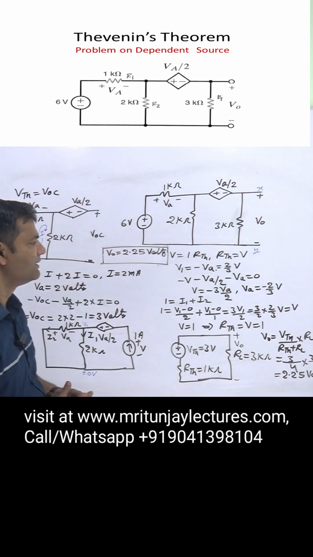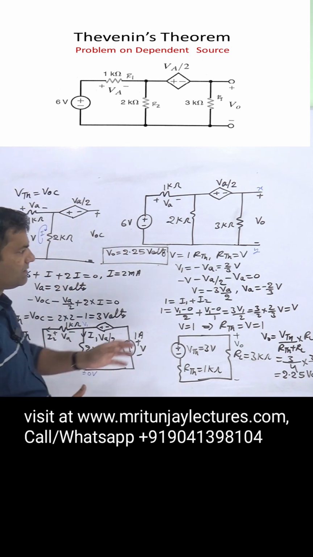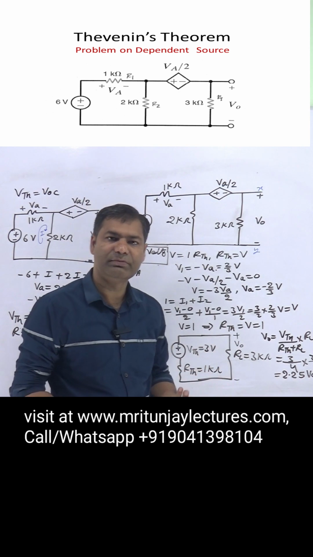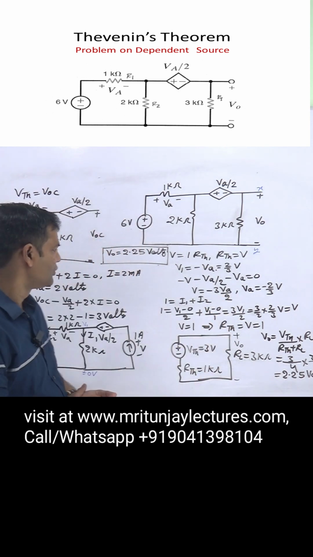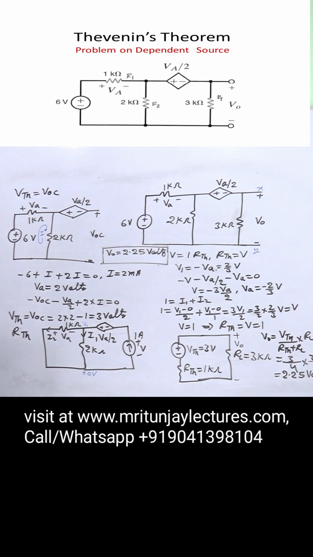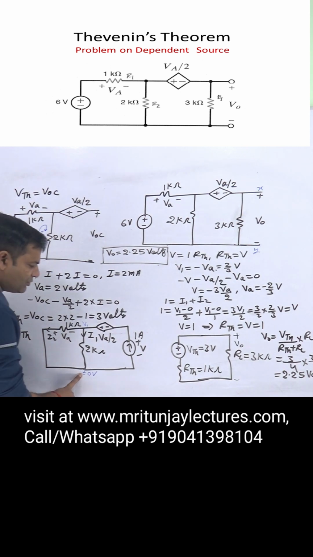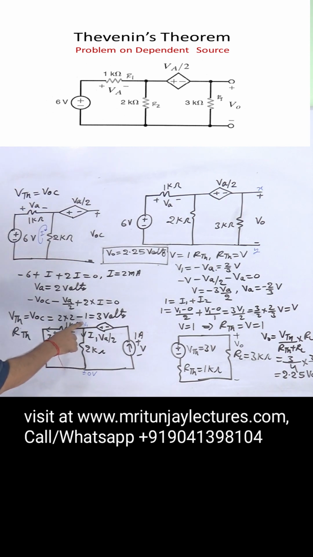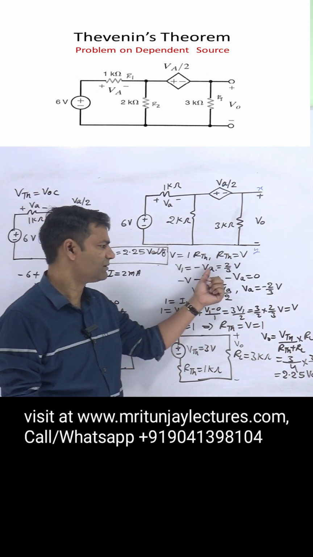So how can we determine RTH? Clear or not? Basically our motto is to determine V. If you determine V, then it is RTH. So how can we do it? First of all, consider this as the 0 volt reference node, clear? And this one is voltage V1. Apply KVL in this loop, then we get minus V1 minus VA is equal to 0, so V1 is equal to minus VA.